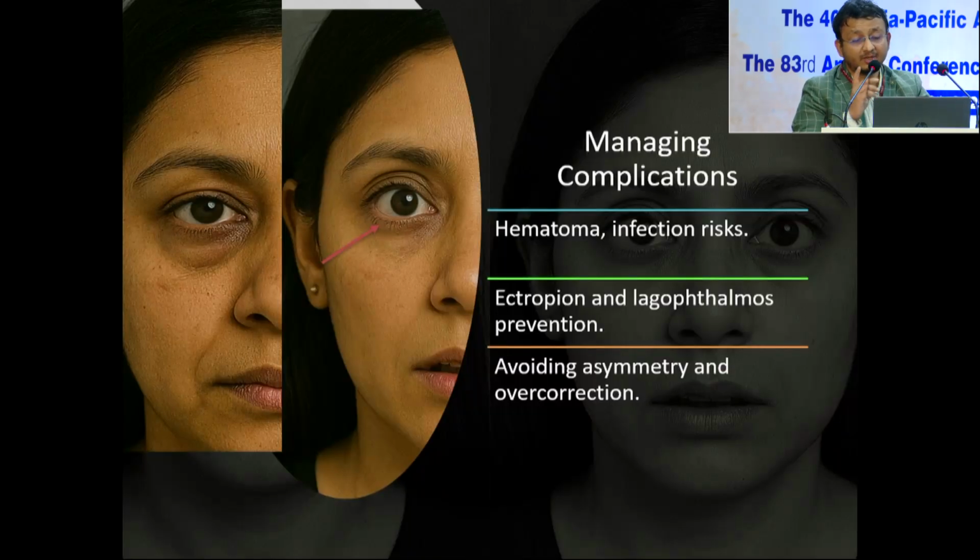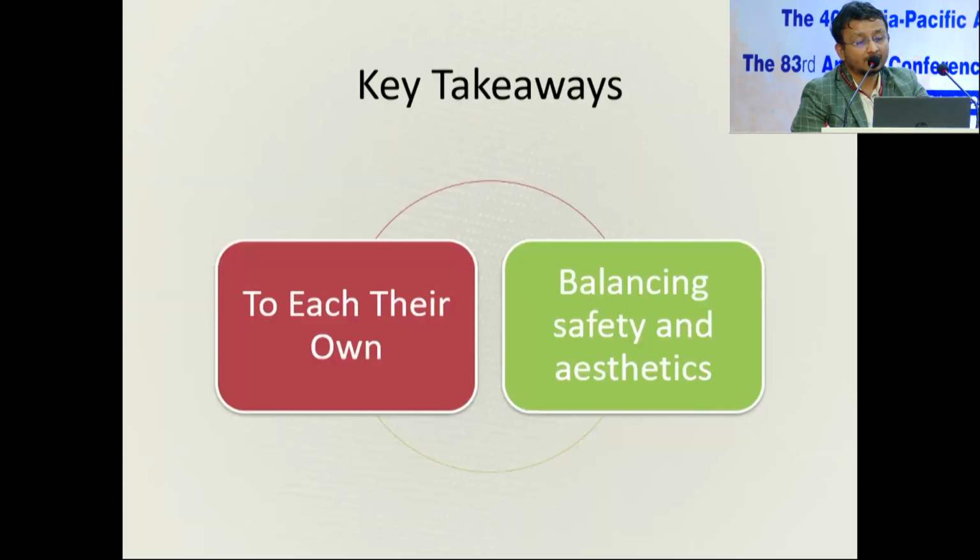Management of complications again becomes very important, especially the ectropion and lid retraction that generally happen in the hands of general plastic surgeons. So wherever you find laxity of the lower lid, a lateral skin tightening always helps. So to each their own, it's always the patient's and overall the doctor's comfort with what the patient would require, while balancing safety and aesthetics. Thank you.